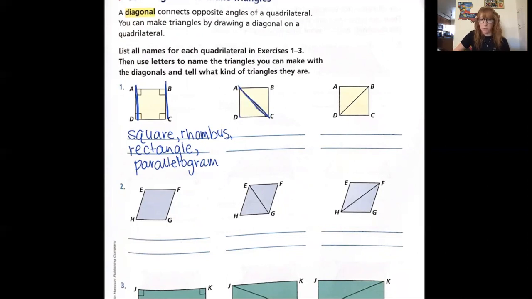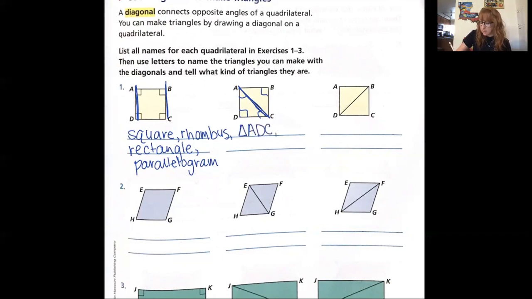Now, if we look at this next figure where we have our diagonal going from A to C, we can see that we have 2 triangles. Remember, it's important to remember that our right angles stay the same in each one. So we still have a right angle here and a right angle here. But we're not going to consider this a right angle anymore, because we've split that corner in half. So now it's not really a right angle. We're going to look at 2 acute angles.